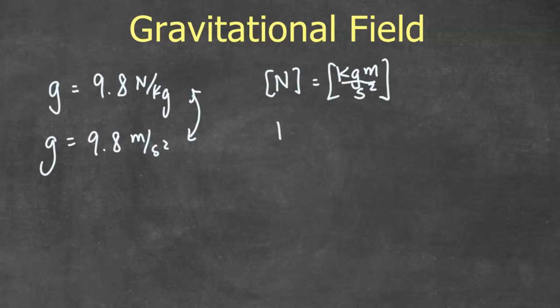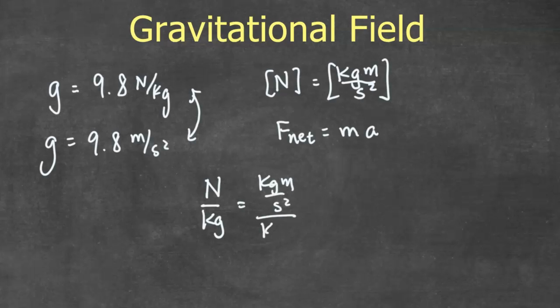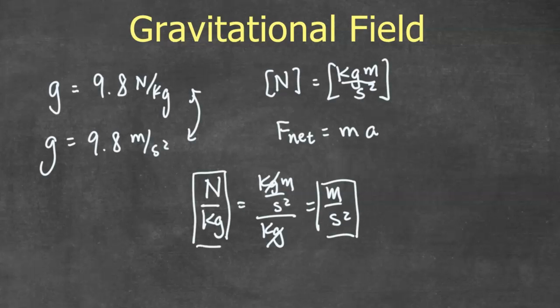And the way I remember that is I remember F net, right? F net equals ma. And m is kilogram, a is meters per second squared. So a Newton is equivalent to kilogram meters per second squared. So if I took Newton over kilogram and I substituted kilogram meter over second squared divided by kilogram, what you notice is that the kilograms cancel out and we get meter over second squared. So these units are equivalent. A meter per second squared is equal to a Newton per kilogram.